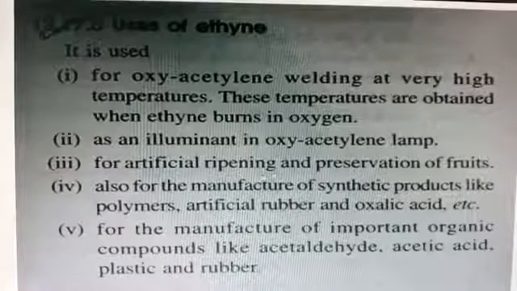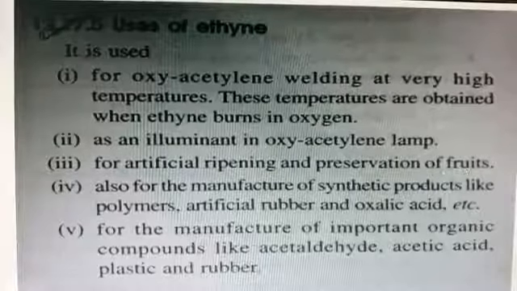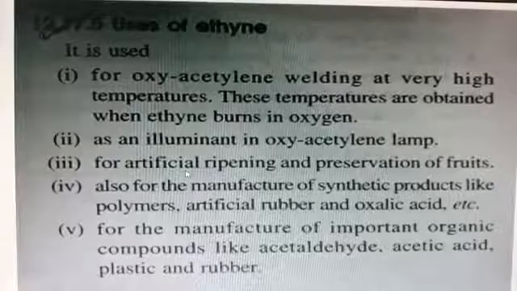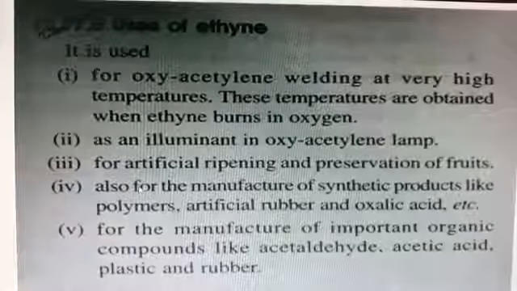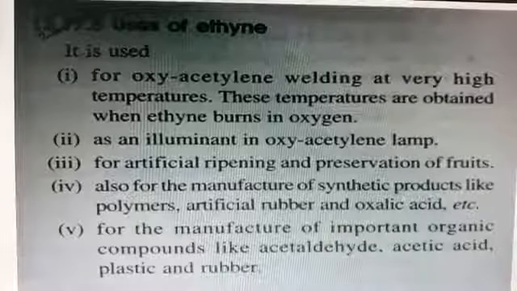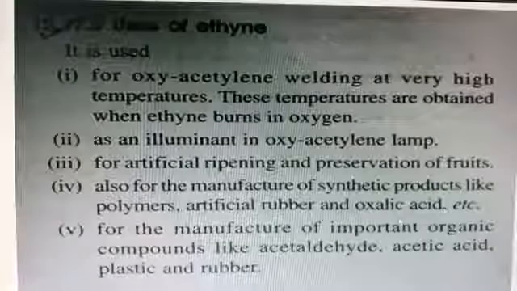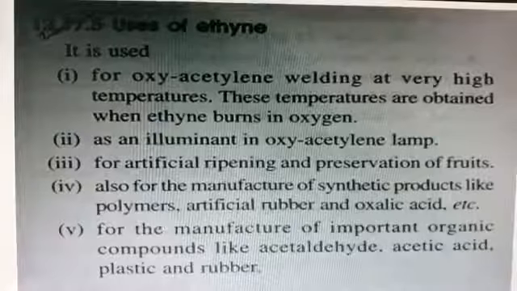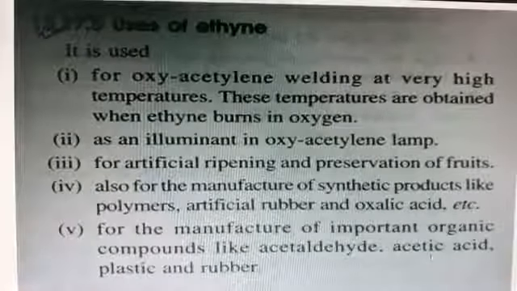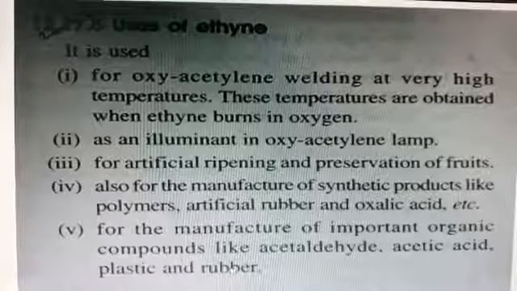For artificial ripening and preservation of fruits also it is used. So more or less the use of ethene is similar to that of ethyne. Also for the manufacture of synthetic products like polymers, artificial rubber and oxalic acid, this is used. For the manufacture of important organic compounds like acetaldehyde, acetic acid, plastic and rubber also it is used.